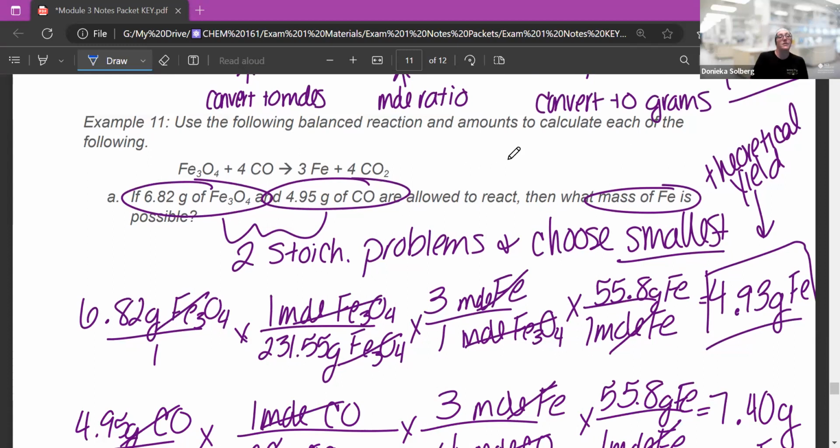But I'm going to start here. I've got this equation, okay, 1 to 4 to 3 to 4 ratio. Great. I have 6.82 grams of Fe3O4 and 4.95 grams of CO. I gave you 2 starting amounts. So what do you do?